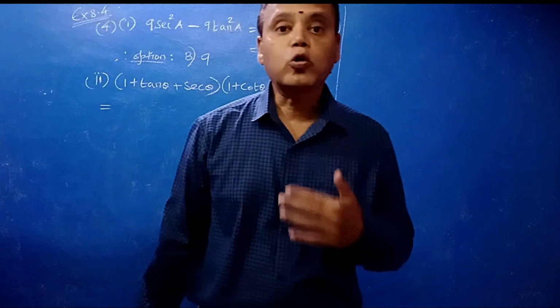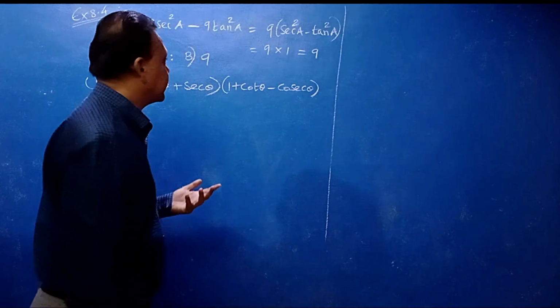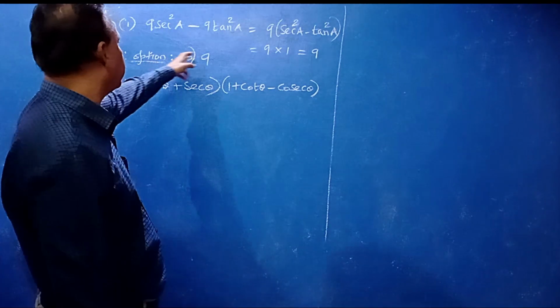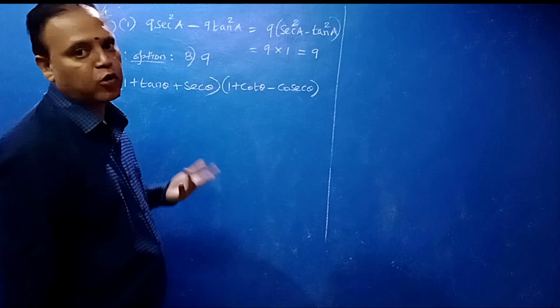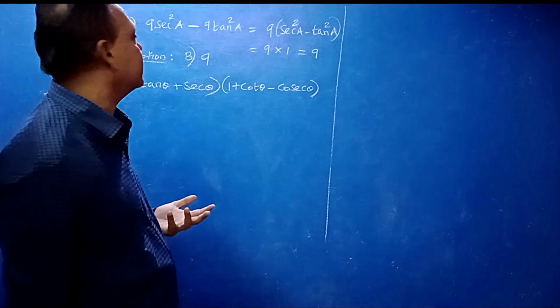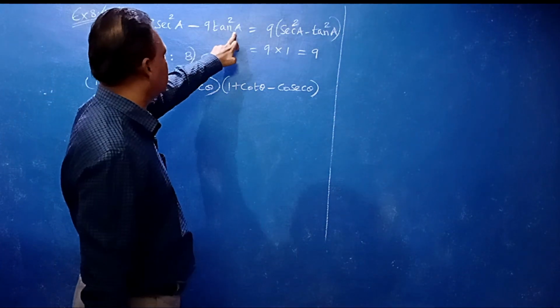Now we will see the fourth question. Choose the correct answer. Four options will be given. We have to find out which option is correct. You see, this is the problem. One problem is given.